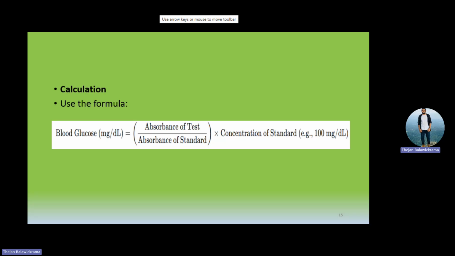Right. That was absorbance value into the concentration of the standard solution, which is this. When we do this calculation, we get the blood glucose level, the printed value, that comes in the printed report. So this is how we do the glucose test. Clear? Easy.